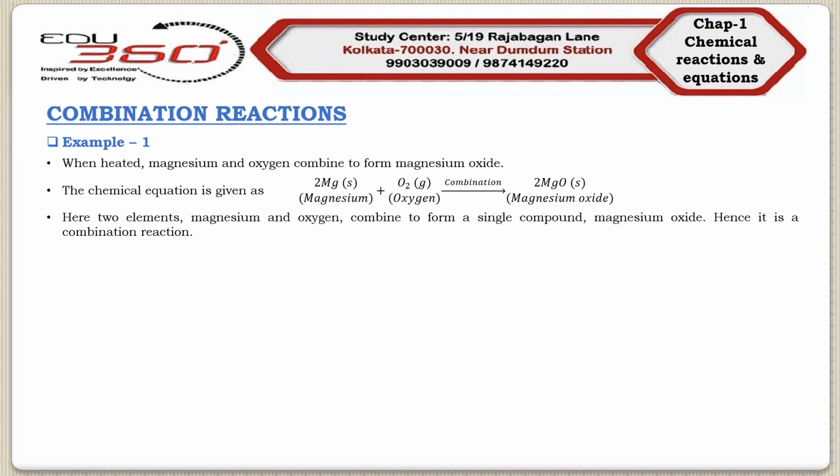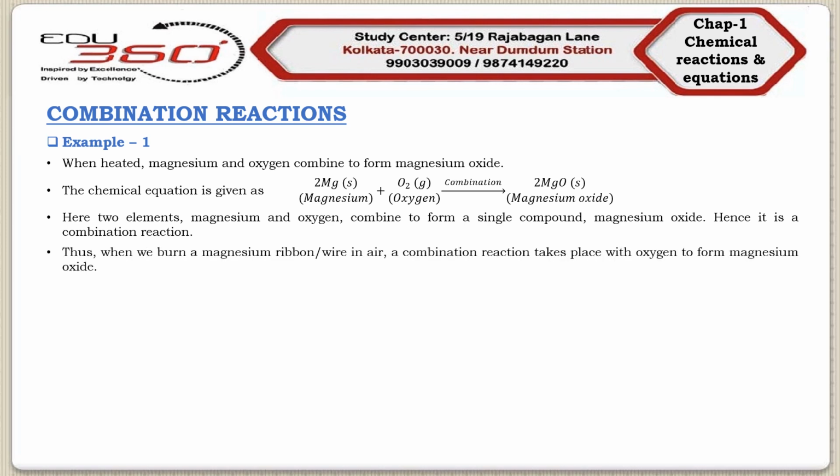Thus we can say that when we burn a magnesium ribbon or wire in air, a combination reaction takes place with the oxygen present in air to form magnesium oxide. So in our first example, we have considered the combination of two elements, magnesium and oxygen, and our new single compound is magnesium oxide.